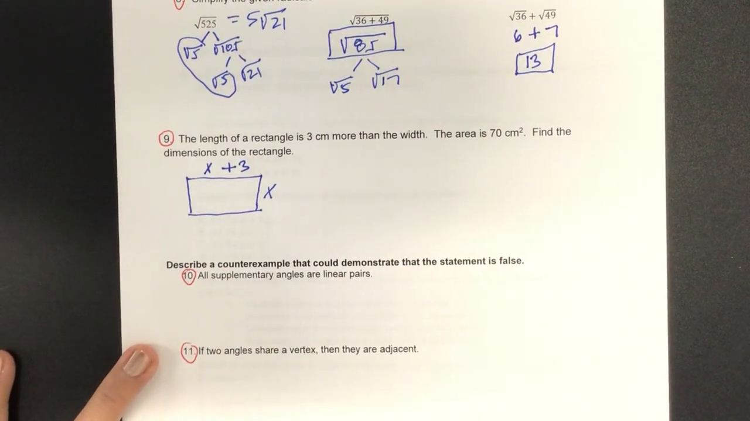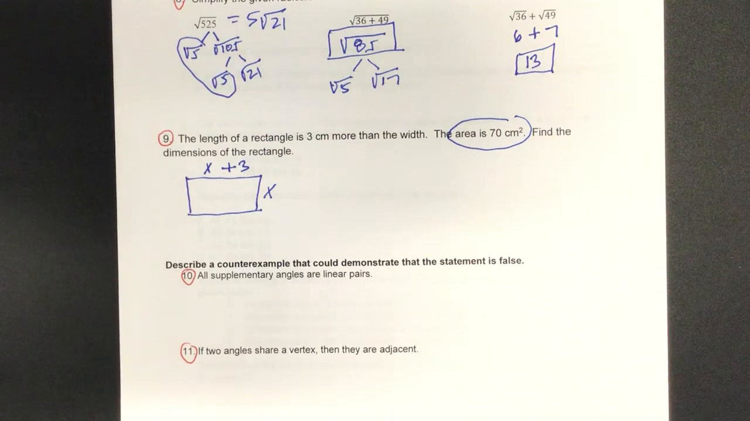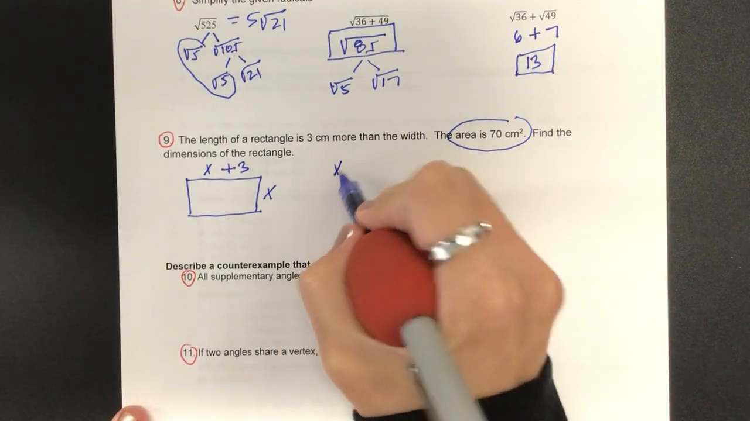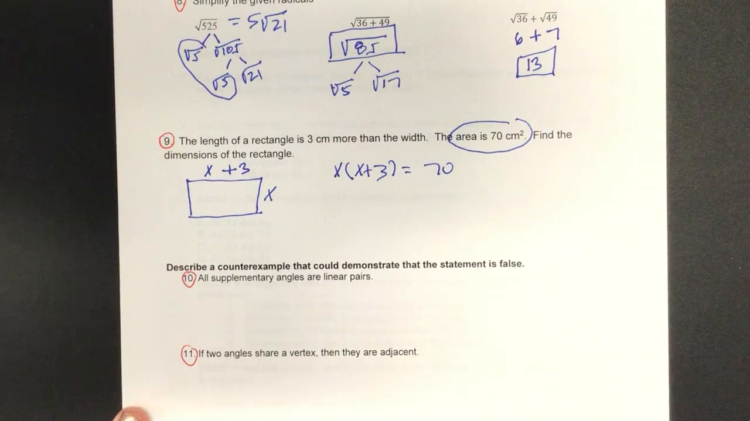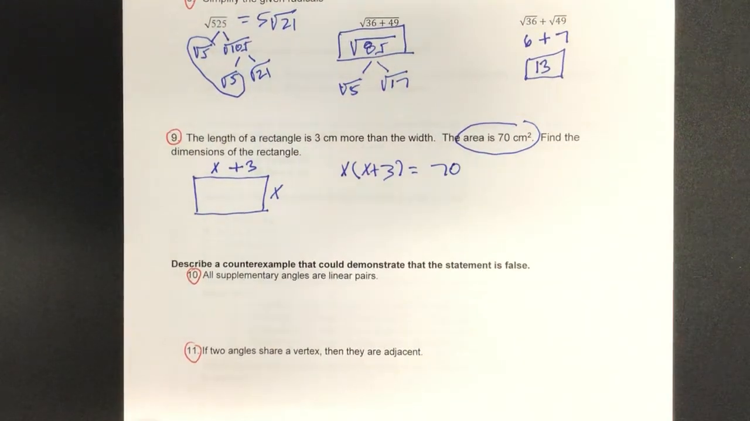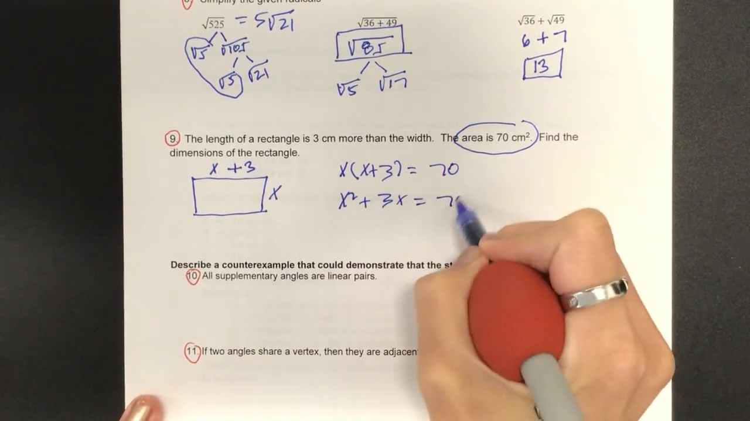Okay, any questions on that? Good? And it says the area is 70. So to find the area, am I multiplying the length and the width or adding the length and the width? We are multiplying. So I'm going to say x times x plus 3 is equal to 70. What does your gut tell you to do next? Distribute. So we have x squared plus 3x is equal to 70.